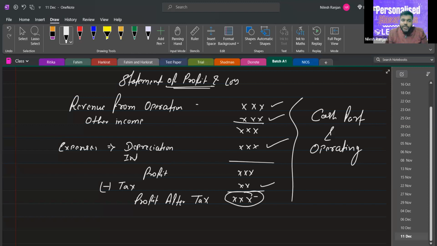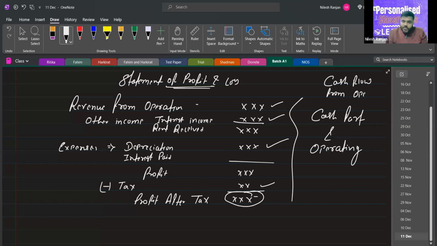Like interest payment, if you are paying the interest, it is financing activities, not operating. Like if interest income is here, then it is investing activities. If rent received is given, then it is also investing activities. So these types of items are not considered in cash flow statement for operating activities. Okay.